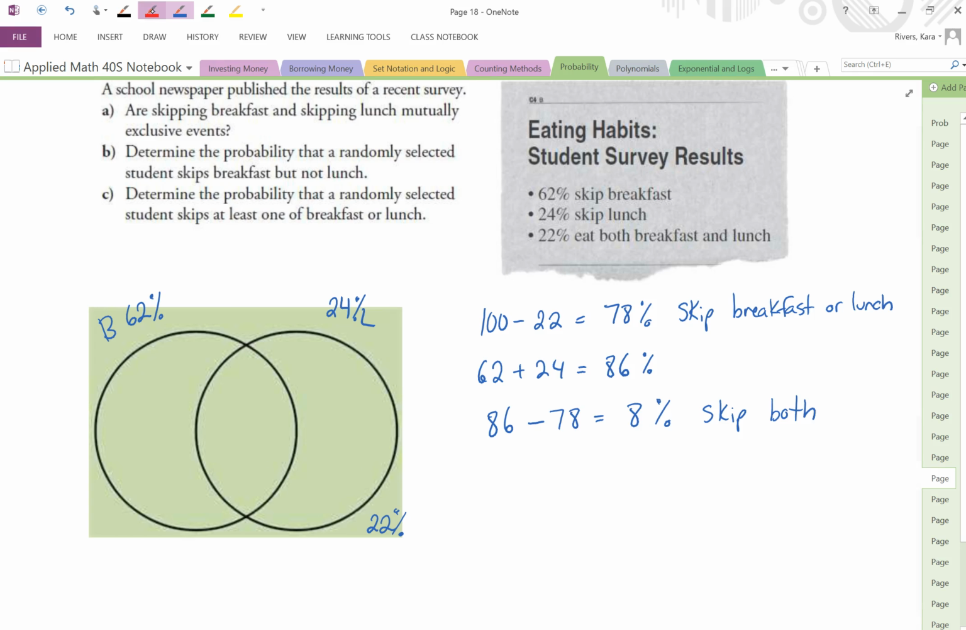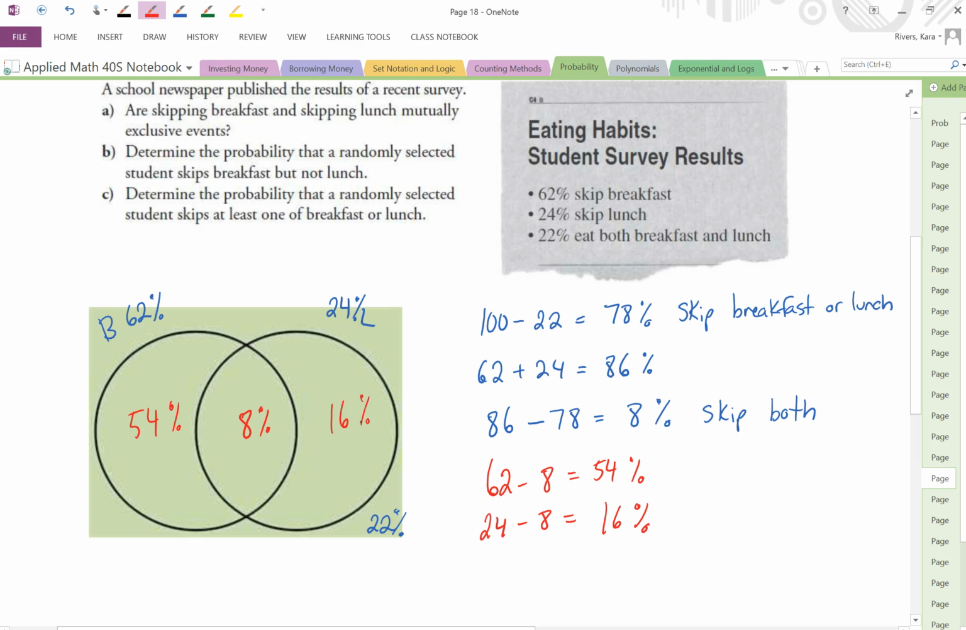And once you have that 8% that skip both, you can now figure out how many skip breakfast only and how many skip lunch only. So if we take 62 minus 8%, we would get 54% that skip breakfast only, and if we take our 24, subtract 8%, we'll get the 16% that skip lunch only.